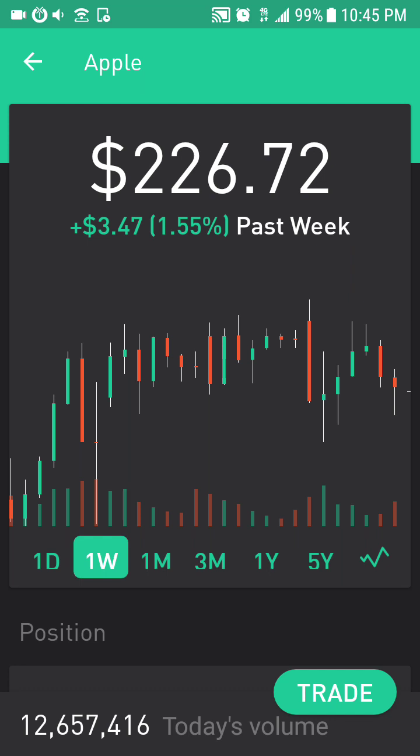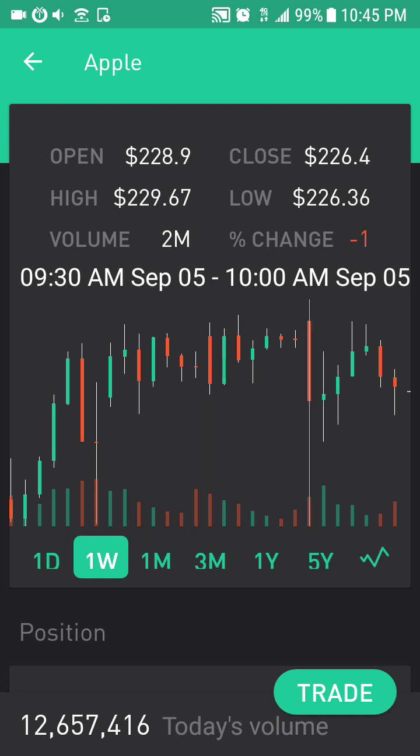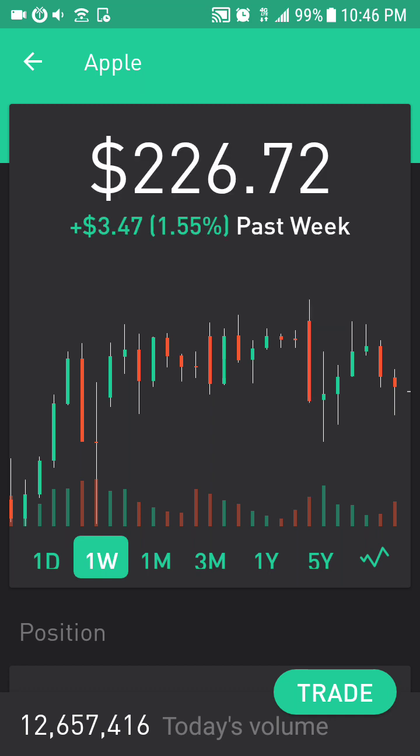The higher the volume during the price move, the more significant the move. So as you can see with some of these right here, with the 2 million volume, it's a drastic drop versus something that's smaller. It's a lower volume, so it's not as drastic of a jump or drop.